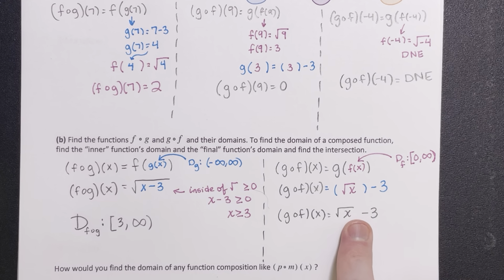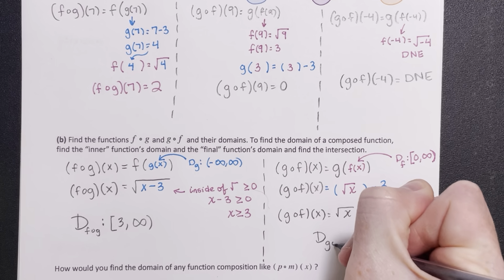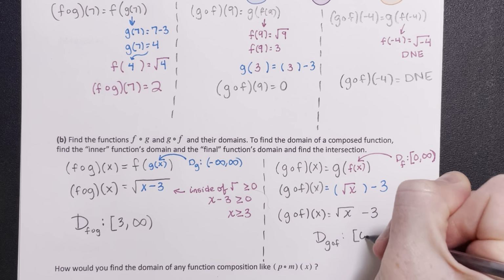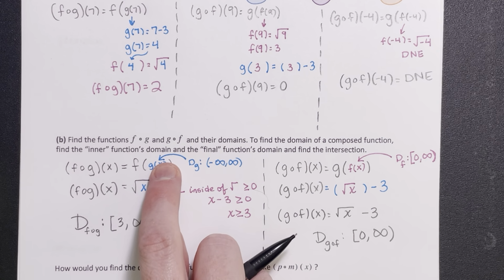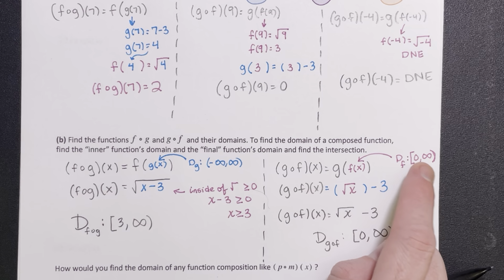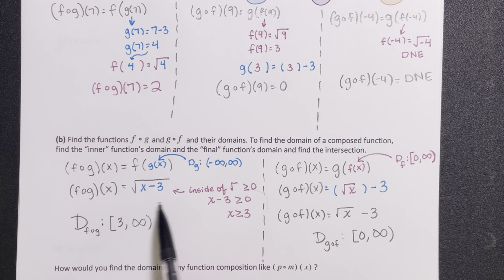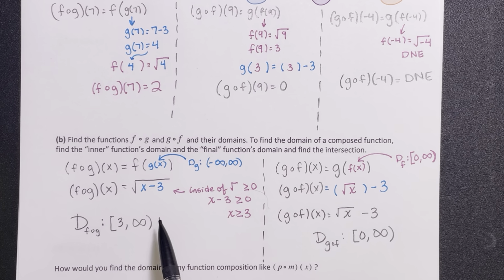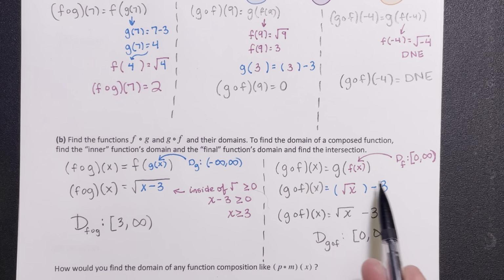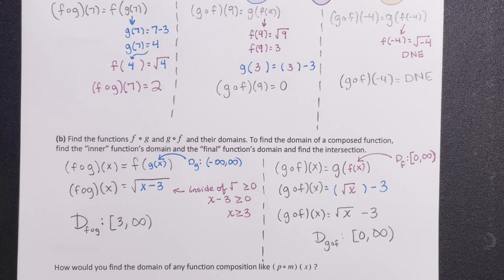Once I put it into the composition, I didn't create new issues. There's not a change to that square root, and I don't have any fractions or anything that make it irrational. So looking at this, the domain of g of f is still 0 to infinity. What we're considering is what was the input domain, and then once we've put it in, what does that do to the composed function's domain? So it does change the composed function, and that might impact what the actual domain is.